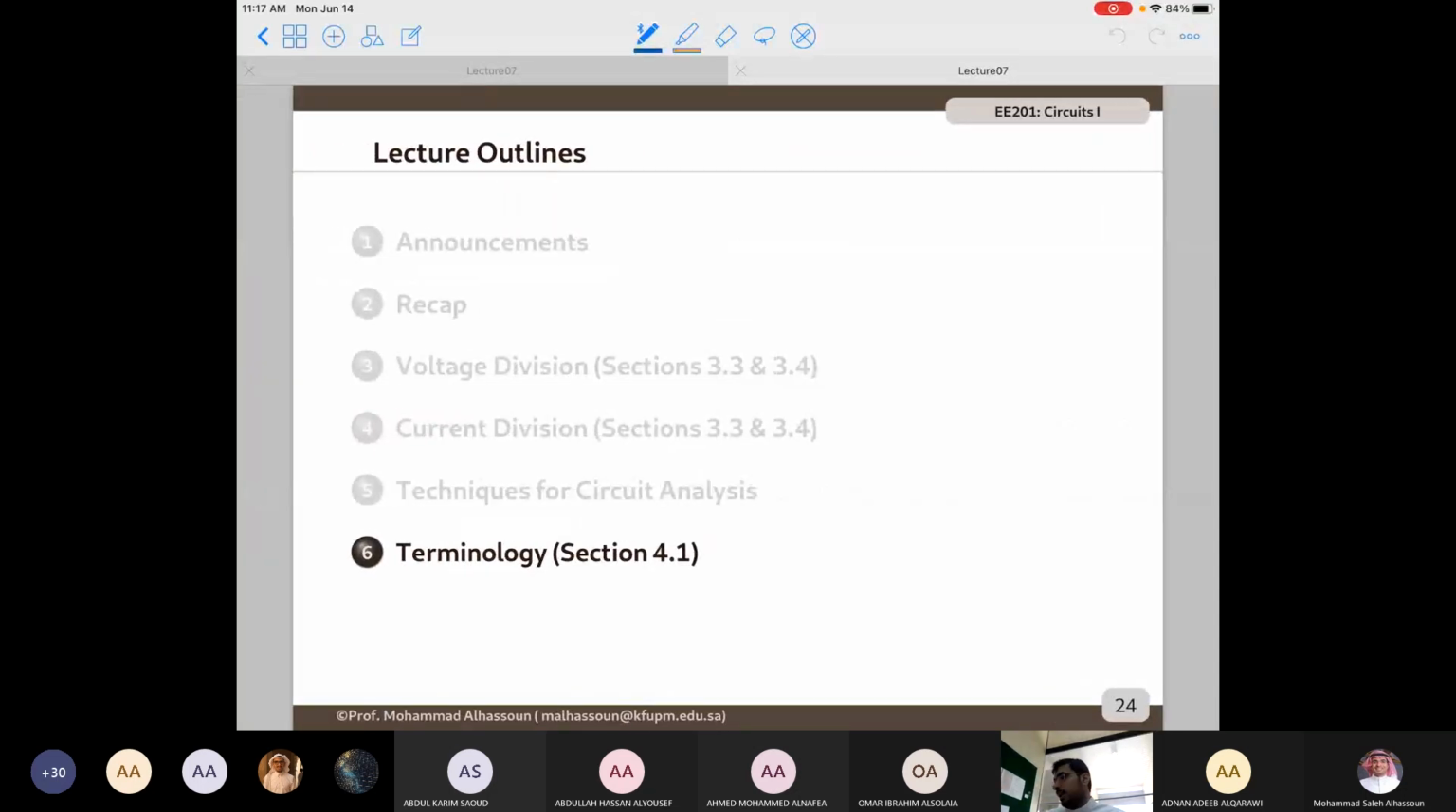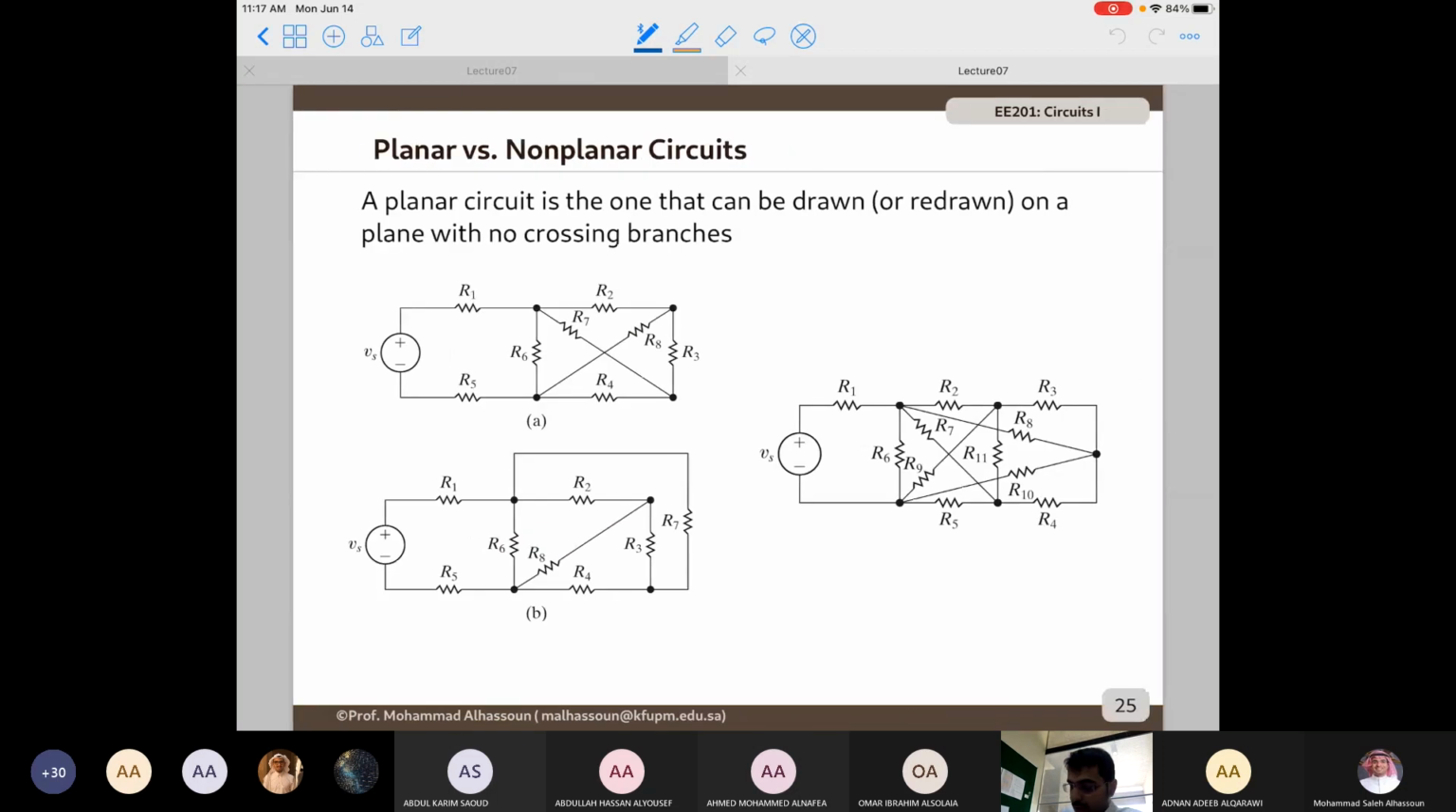But before starting analyzing circuits in a systematic way, let's go through some definitions, some terminologies here. The first one is planar and non-planar circuit. This is just a definition stating the difference between planar and non-planar circuits. So if we have a circuit that we can draw or redraw in a plane without any crossing branches, then this is called a planar circuit. Here is an example of this one, a planar circuit. Yes, we have crossing branches, but if we can slightly modify the connection, bring this connector here and connect it this way, we can get a planar circuit.